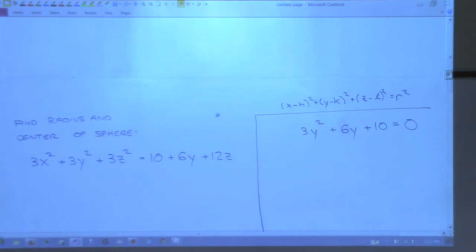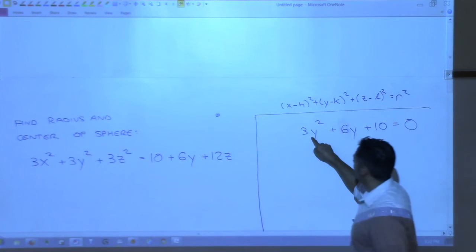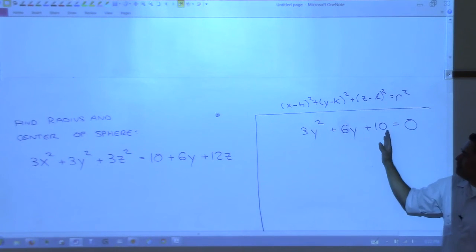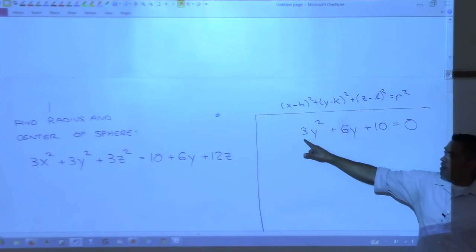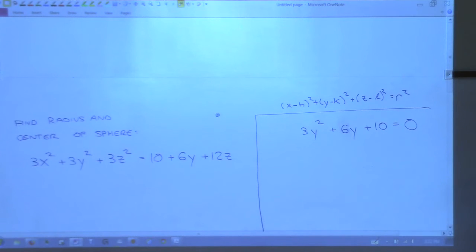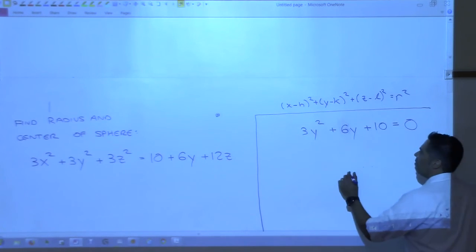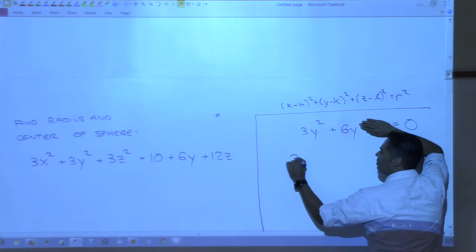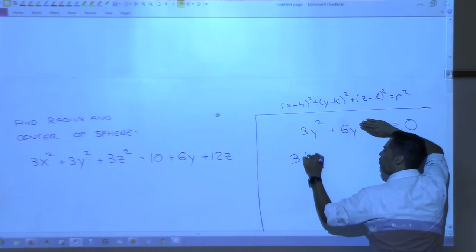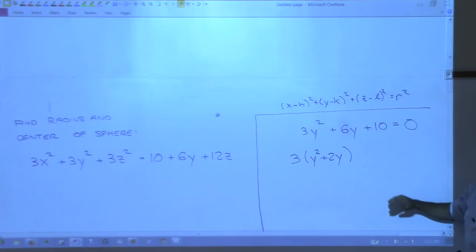So what's the first step when you complete the square on something? You've got to set up the square. You have to make the term with the highest power have a coefficient of 1. It's in descending order right now, highest power down. So how can you make that coefficient a 1? Factor out the 3. I'm going to ignore the 10 completely and factor the 3 out. I'm left with y squared plus 2y, and then I still have plus 10 here.